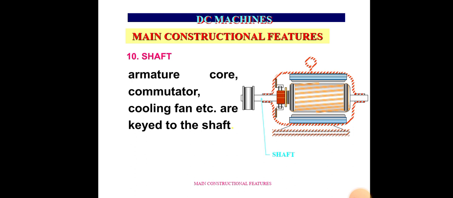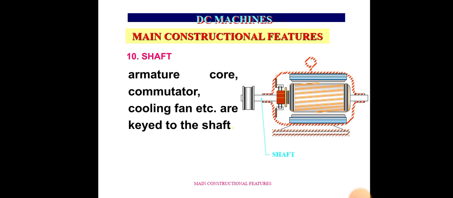We already discussed that the DC generator is based on the electromagnetic induction principle. The induced EMF direction is given by Fleming's right hand rule. Fleming's right hand rule means the thumb indicates the direction of conductor motion, the first finger indicates the direction of magnetic flux, and the second finger indicates the direction of induced EMF.